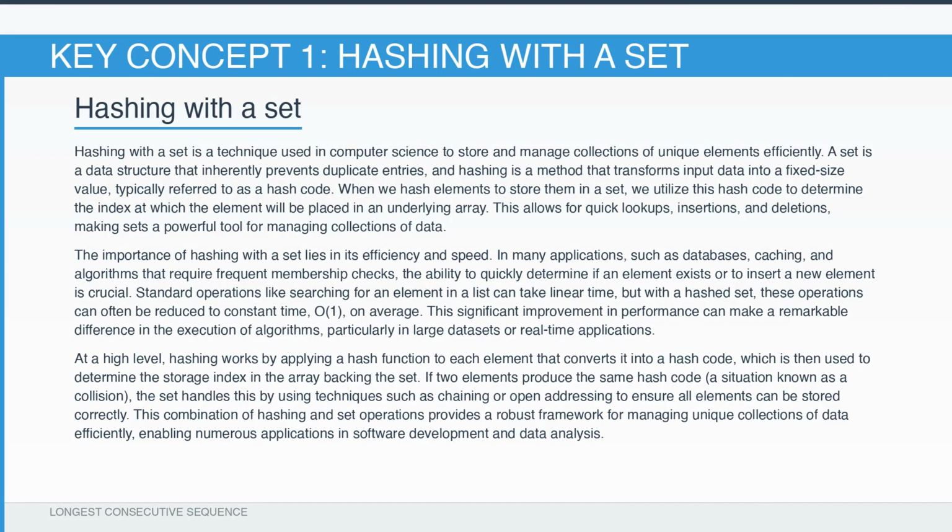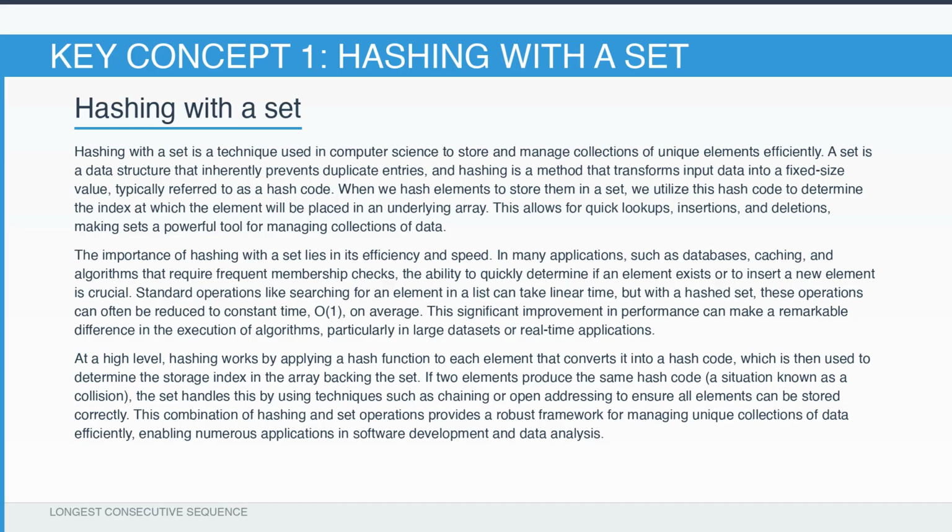Hashing with a set is a powerful technique for managing collections of unique elements. Imagine you have a box where you only want to keep one of each type of toy, and this box automatically prevents duplicates. This is essentially what a set does. When we use hashing, we take each element, like a toy, and apply a hash function. This function converts the toy into a unique number called a hash code. This number tells us where to place the toy in an underlying array.